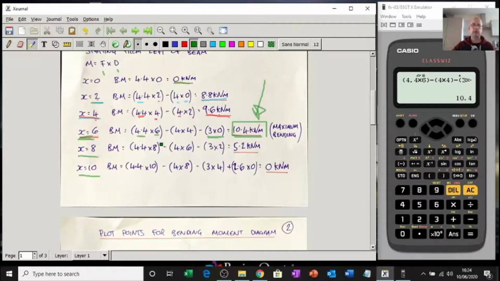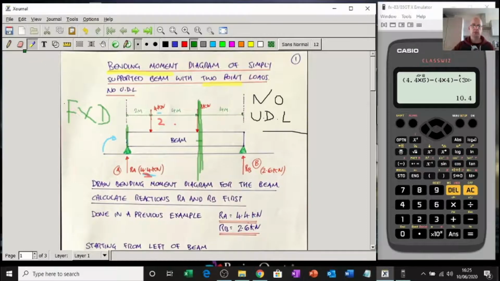At x equals 8, all it's doing now is, look, everything's going up by 2, up by 2, up by 2. Because now I'm 8 meters in, which is 2, 4, 6, 8. I'm there somewhere. So I can still see the 4.4. I'm 8 meters away from it. There's my 4. I'm about 6 meters away from it, and now I'm 2 meters away from the 3. Clockwise, anti-clockwise, anti-clockwise.